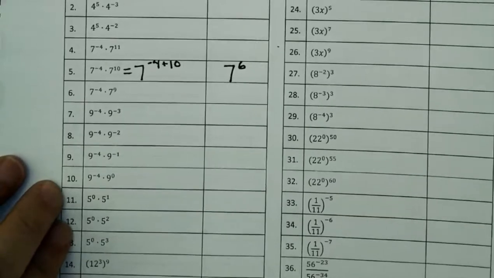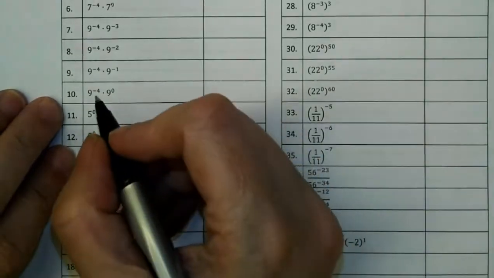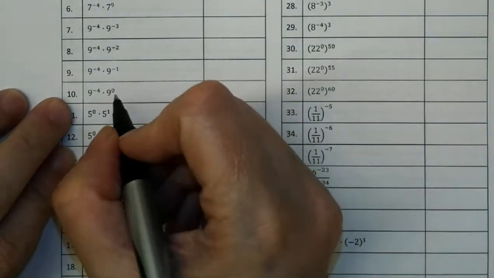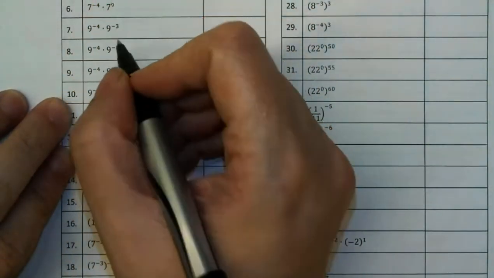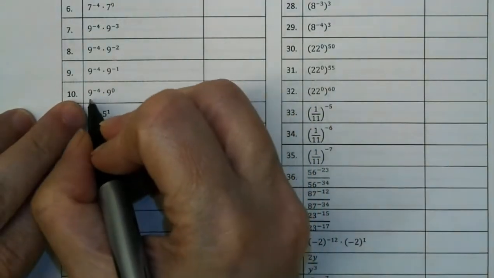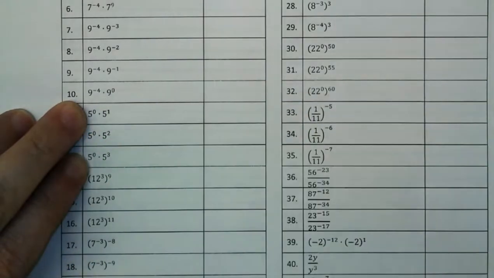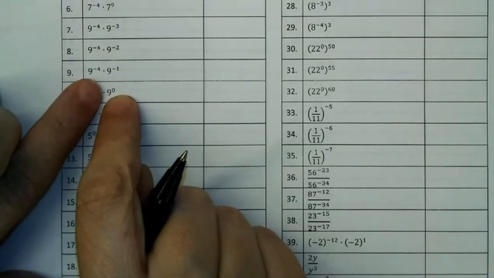Okay, let's go down and do all the way down to number 10 now. Again, you're going to fill in the blanks in the middle. I'm doing every 5th one with you to help you out. So we have 9 to the -4th power times 9 to the 0 power. Oop, we got a new power rule. What is 9 to the 0 power?